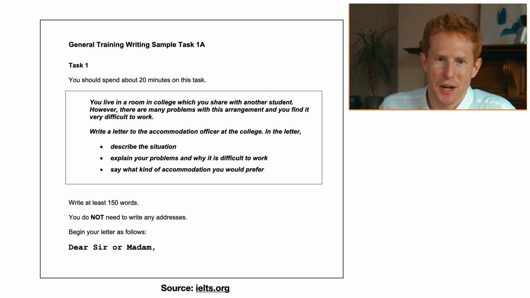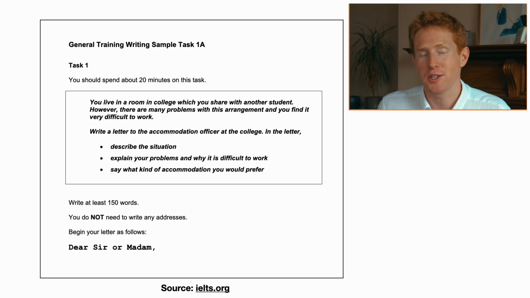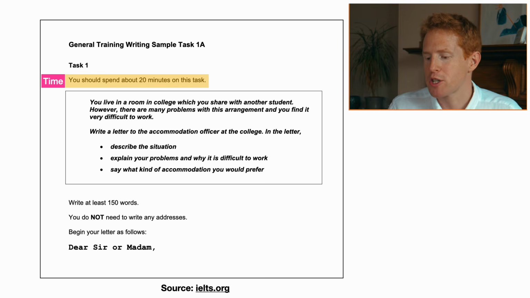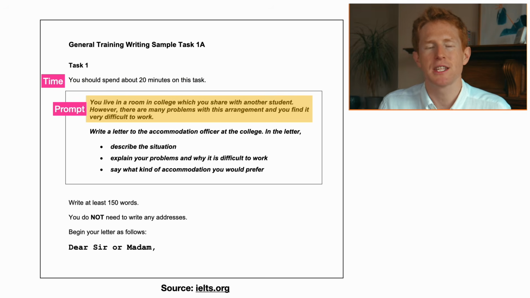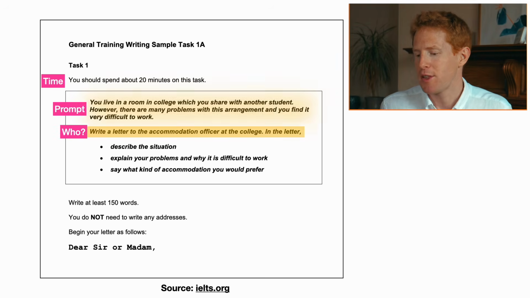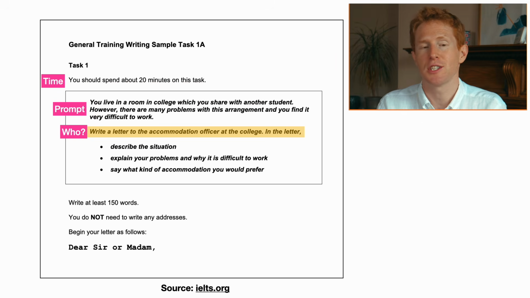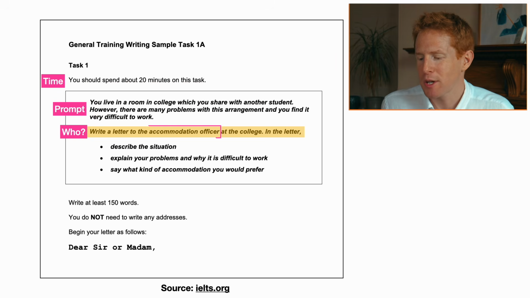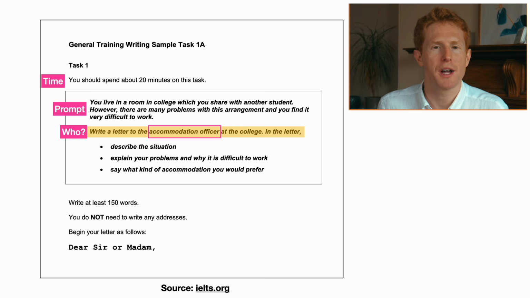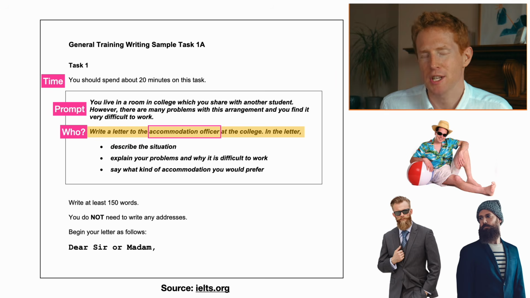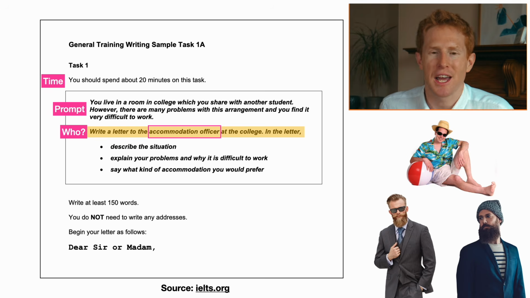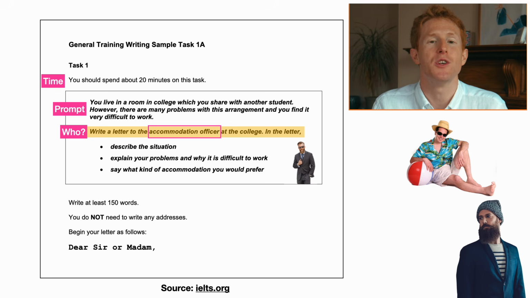This is what General Training Task 1 looks like. At the top, we've got the time. You should spend about 20 minutes on this task. Then we've got the prompt. So this gives the context of the letter. Then we've got who we're writing the letter to. So in this case, we're writing to an accommodation officer. So would you write a formal, an informal, or a semi-formal letter? I would write a formal letter because it's someone that we don't know.